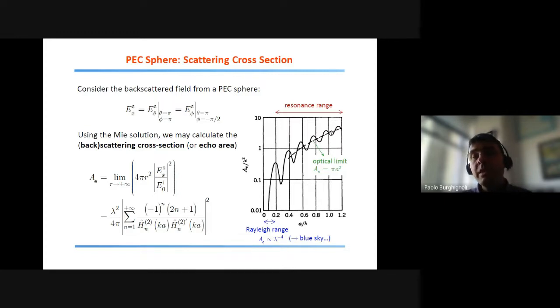In the opposite limit, when the sphere is becoming very large, we have the optical limit, in which basically the echo area tends to the physical cross-sectional area, pi times the square of the radius, and the optical limit is reported here with a dashed line. As you can see, in the intermediate range, which is also known as a resonance range, you will find many oscillations that tend to become more and more rapid and diminish in their amplitude around the optical limit.